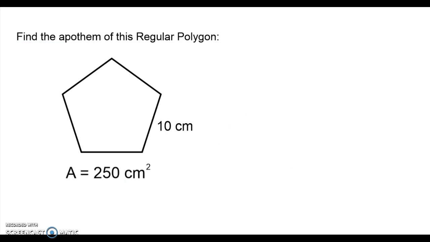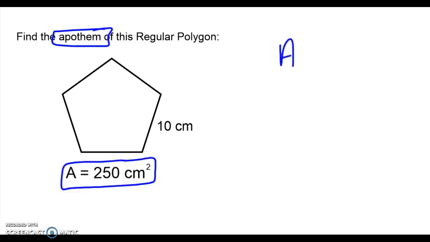All right, this one's kind of a fun one. This time they're asking us to find the apothem, and they already gave us the area. So especially for these types of problems, you should be writing down the formula you want to use, because this is going to be an algebra problem. If you're given the area, it's an algebra problem. So I know the area is 250.